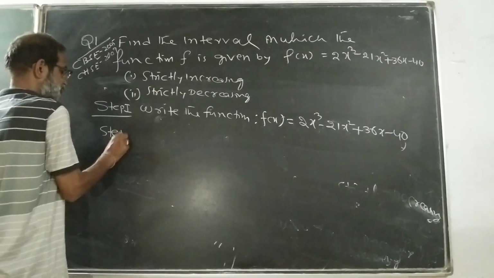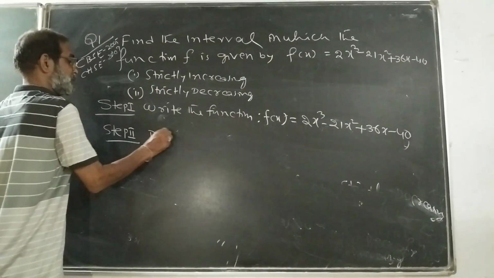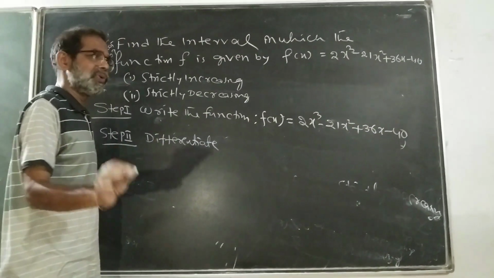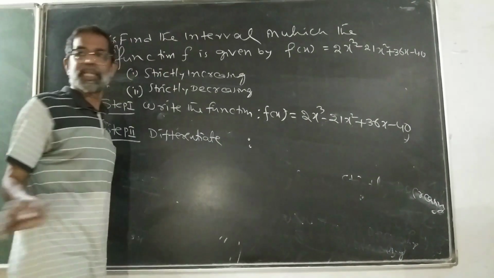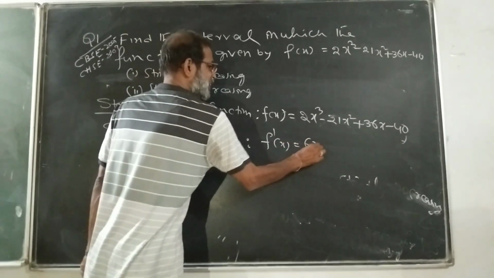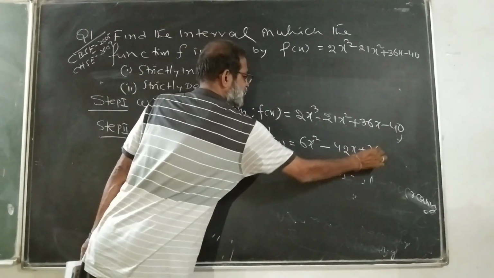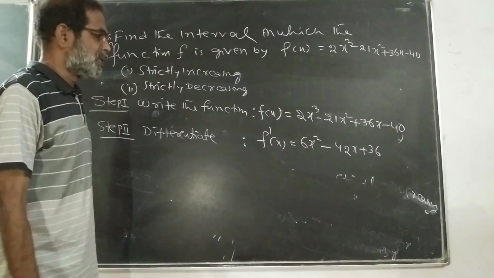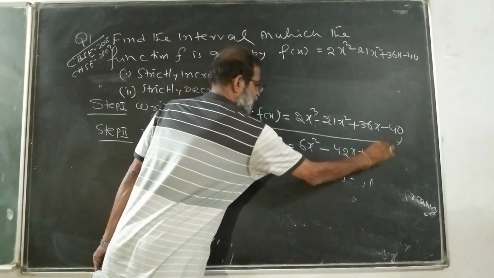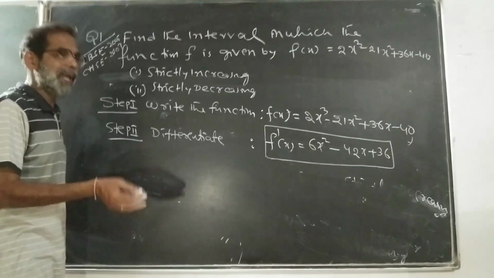Step 2: differentiate. Naturally, only first derivative you have to apply, nothing else. No second derivative, first derivative. f dash x equal to 6x square minus 42x plus 36. Remember, properly write the function in a square bracket. Then, if possible, factorize it.